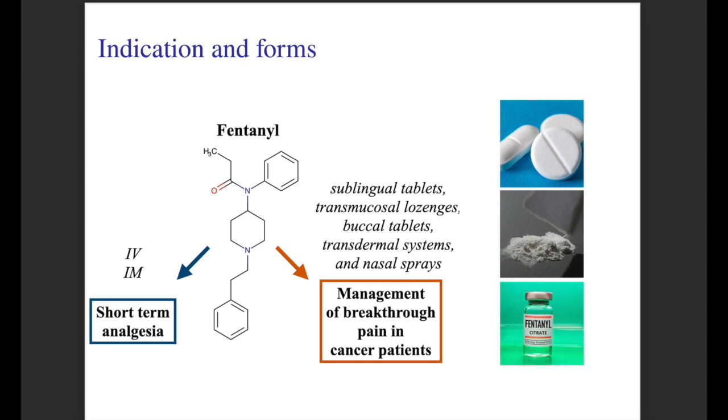Indication and forms. Fentanyl is indicated for short-term analgesia, as it is administered as an intravenous or intramuscular injection, or it is indicated for the management of breakthrough pain in cancer patients. Of course, the patients must be tolerant to opioids. When it is indicated for the management of breakthrough pain, it is administered as tablets, buccal tablets, transdermal systems, or nasal sprays.